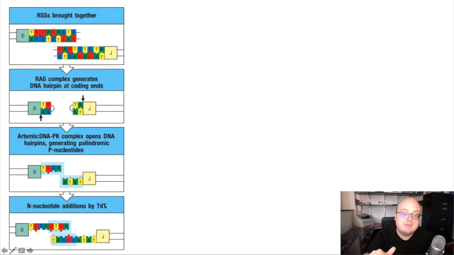The next thing that happens is the enzyme TDT comes in and adds new nucleotides, and we call these N nucleotides. So the Artemis DNA-PK complex generates P nucleotides, but even more nucleotides get added by TDT, and we call these N nucleotides. It adds a little bit more information between the D and the J segments, but we still don't have a functionally annealed double-stranded DNA. So how do we get to that?